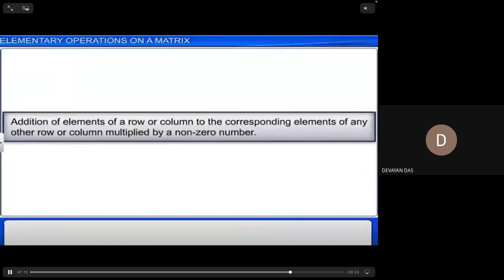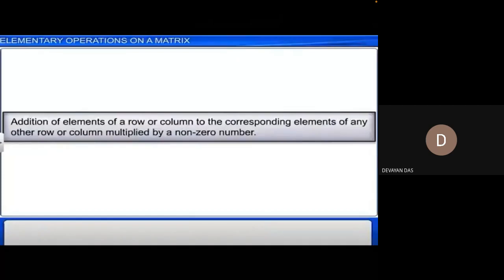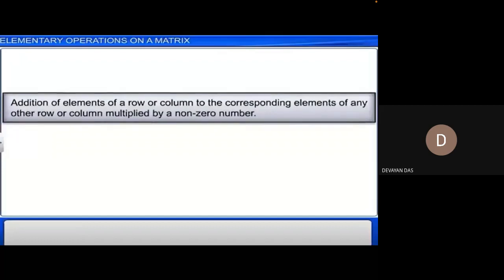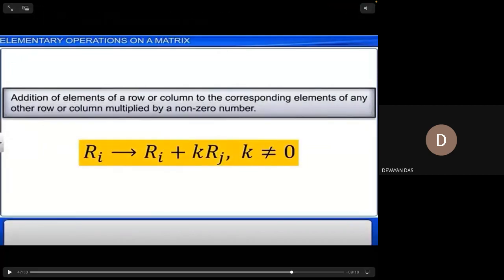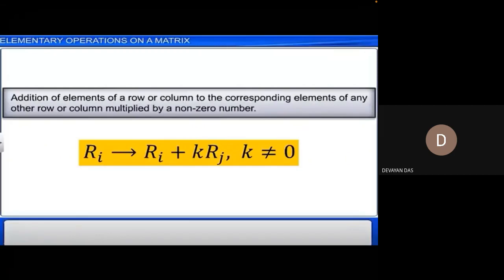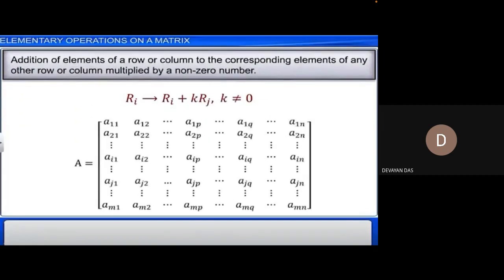Next, addition to the elements of a row or column the corresponding elements of another row or column multiplied by a non-zero number. Means R_i → R_i + k R_j, that is, the ith row should be changed to the ith row plus k into the jth row. We call it k times the jth row. By the example, we represent it like this here. Means k should be multiplied to the jth row and added to the ith row.